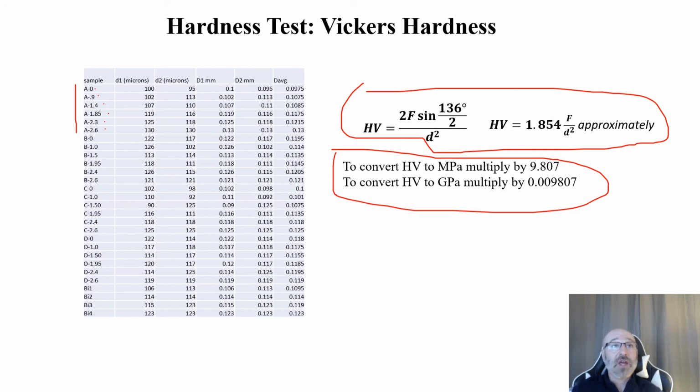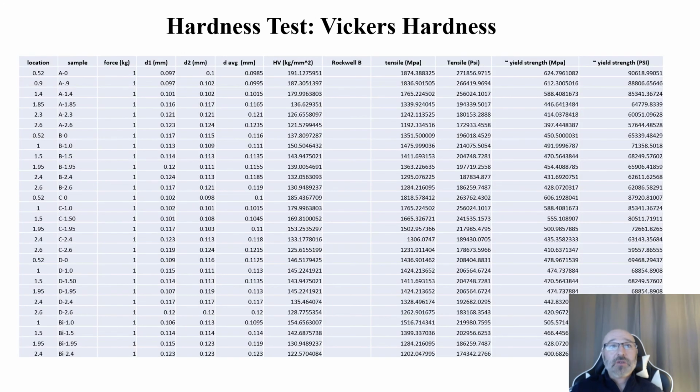For each of these, in microns, these are my 2 measurements, which my machine was measuring in. I convert them to millimeters, because that's what this formula wants for the diagonal, and then I take an average of these and plug it into this formula, which I programmed as my Excel formula. Then I can convert HV to MPa or GPa by multiplying by these factors. So I can go forward now and fill out my entire spreadsheet with my mechanical properties based on my hardness testing using Vickers hardness.